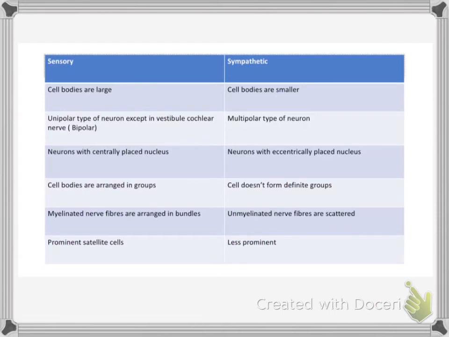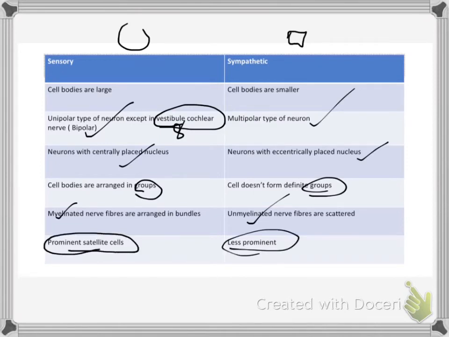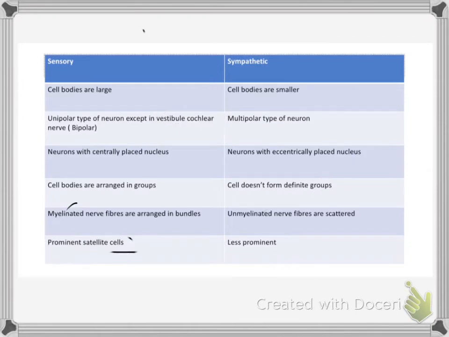Very good. Next, the difference: in the sensory ganglion the cell bodies are large, and here the cell bodies are smaller. Sensory ganglion neurons are unipolar type, except the vestibulocochlear, that is the 8th cranial ganglion. That's a very important MCQ. And this is multipolar neurons with centrally placed nucleus versus eccentrically placed nucleus, arranged in groups versus not in groups, myelinated fibers versus unmyelinated fibers, prominent satellite cells, very important, versus here less prominent satellite cells. These are the differences that we should see. Next, I will erase.